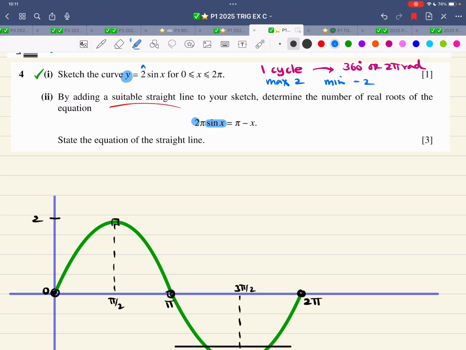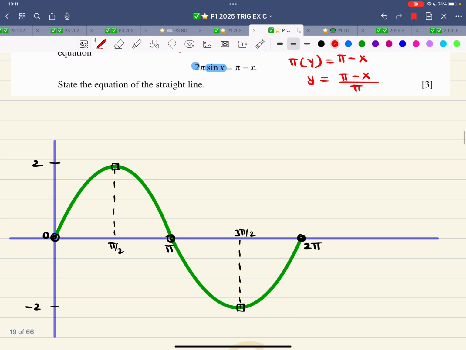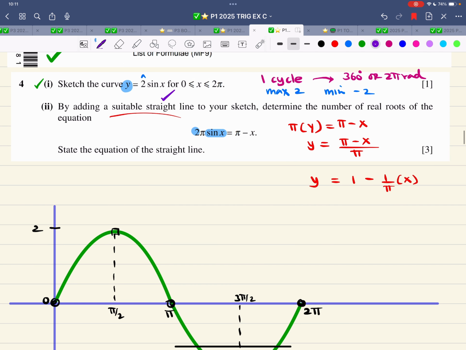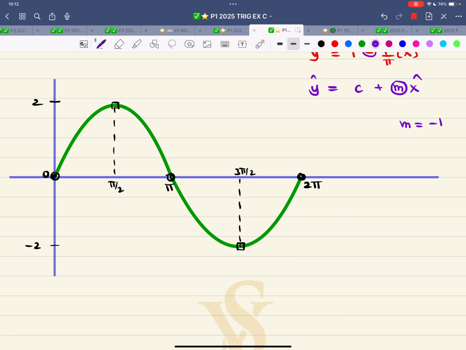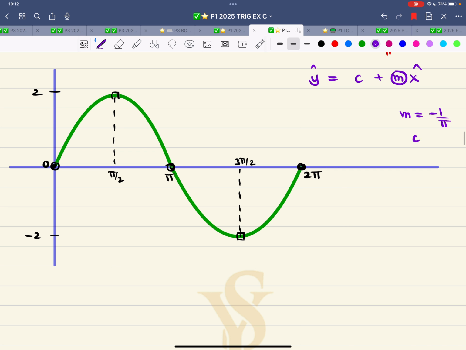This is y that was already drawn. So therefore, I'll write pi into y equals pi minus x. And make y the subject, that is pi minus x over pi. Now looks weird, but it's not. This is 1 minus 1 over pi into x. What exactly is this? We know that it's a straight line. How can we confirm it's a straight line? y equals c plus mx. So there is y, there is x. The gradient is negative, which is -1 over pi. So gradient is -1 over pi. And the y-intercept is 1.